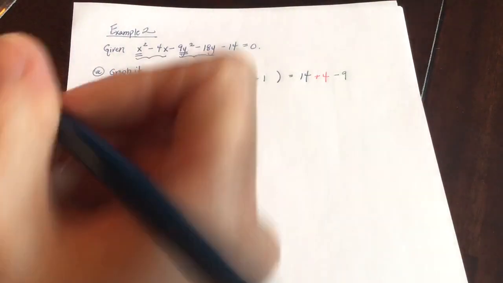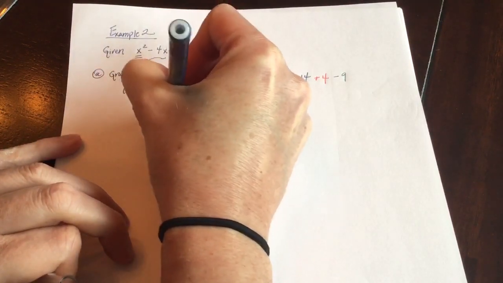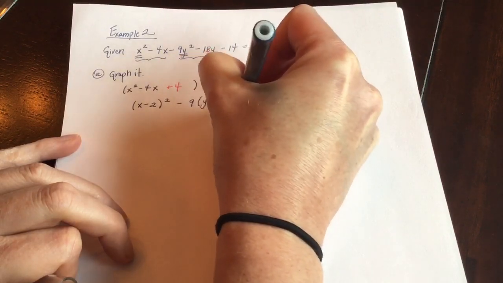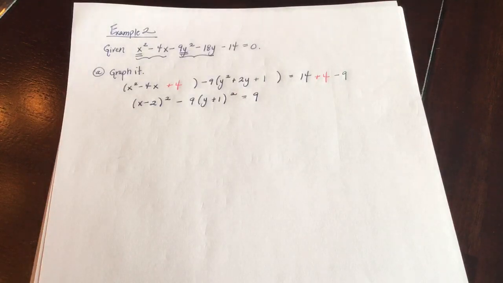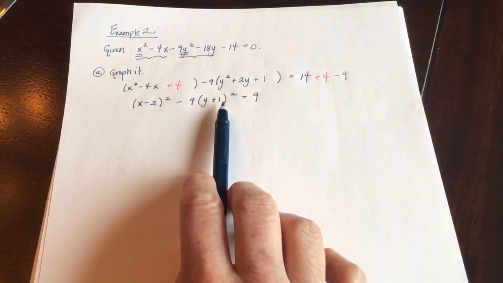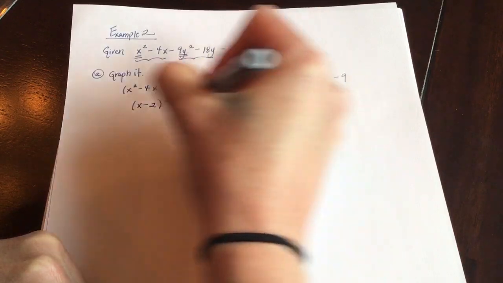Okay. So now we've got (x - 2)² - 9(y + 1)² on the left side, and on the right side, we have 9. Next thing, now that you have the squares completed, would be to do what it takes to get the loneliest number over here. So divide both sides by 9.